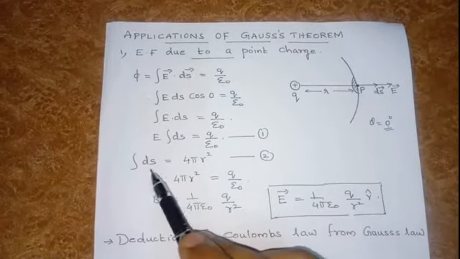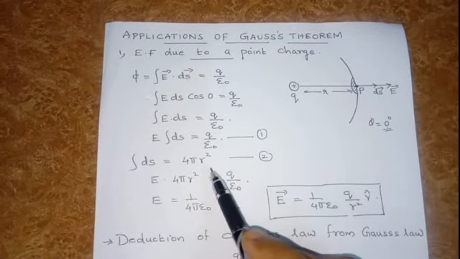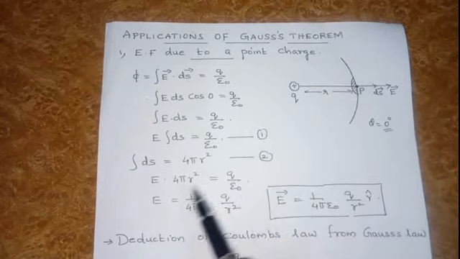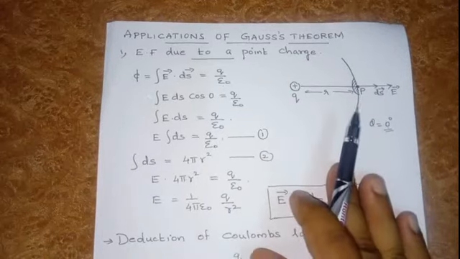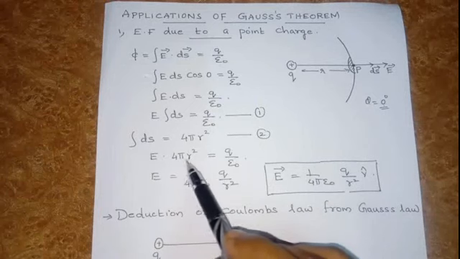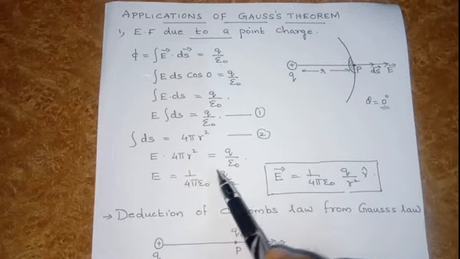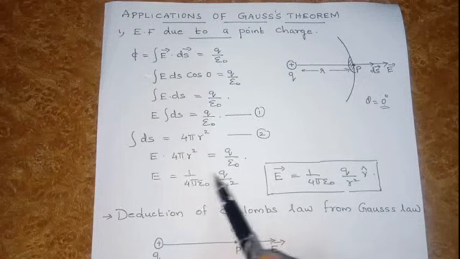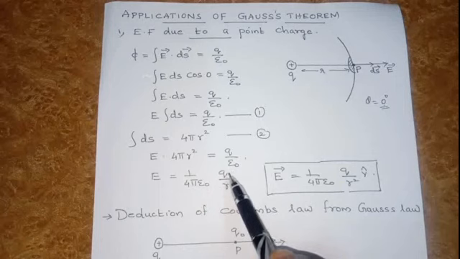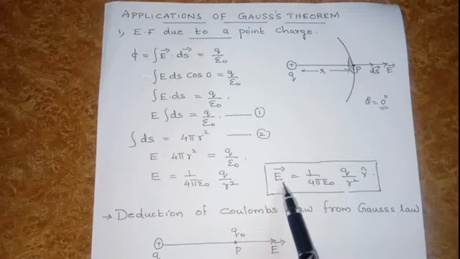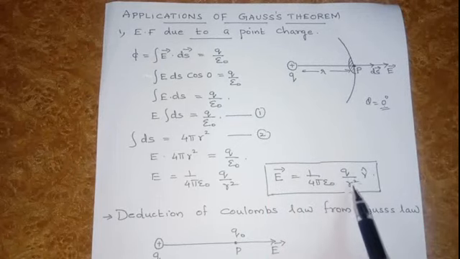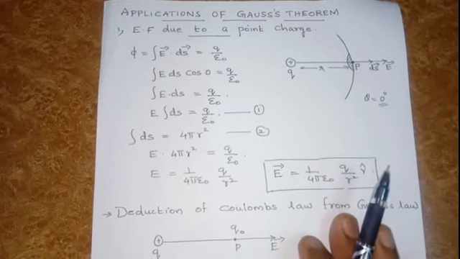Now we know that integral ds is equal to 4 pi r square, where integral ds is the total surface area of the entire sphere, that will be 4 pi r square. Put as equation number 2. Now substitute 2 in 1, we will be getting E into 4 pi r square is equal to q by epsilon 0. Therefore E is equal to 1 by 4, take this particular 4 pi r square to the denominator, it will be 1 by 4 pi epsilon 0 q by r square. In terms of vector, I can write E is equal to 1 by 4 pi epsilon 0 q by r square into unit vector r.